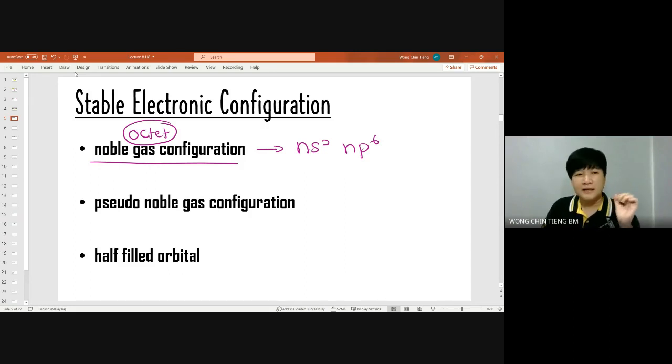Your octet over there is the noble gas configuration, exactly the same as the octet. So nothing much to talk about over there. Okay, it's the same as what we have been talking about.